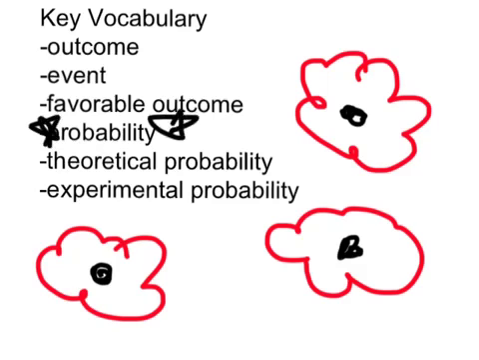There are two types of probability: theoretical probability and experimental probability. Theoretical probability is a probability based on all of the equally likely outcomes of an experiment. The experimental probability is a probability based on repeated trials of an experiment.